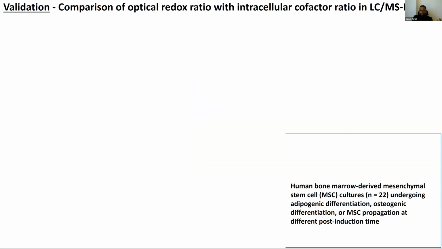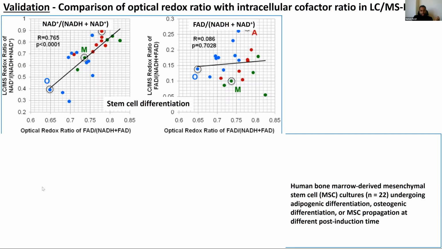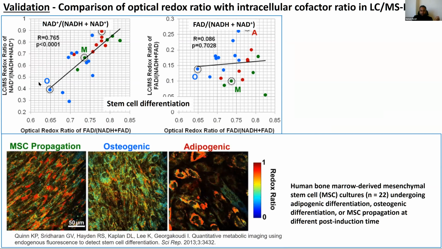with a more standardized technique. So one of the first measurements was comparison with liquid chromatography mass spectroscopy, which is just looking at the individual molecules and then calculating the ratios. So if you look at LCMS of NAD plus to this ratio that I mentioned, and the FAD to NAD, you see a very high degree of correlation, which means you're seeing basically the same thing.